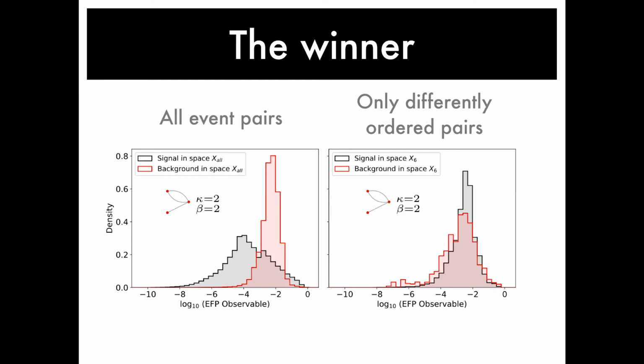And that's over all pairs, all values. On the right, you see the distribution of signal and background only in this subspace where the other features disagree with the network. So this is the place where we need it. And you see that it still additionally has some power here.